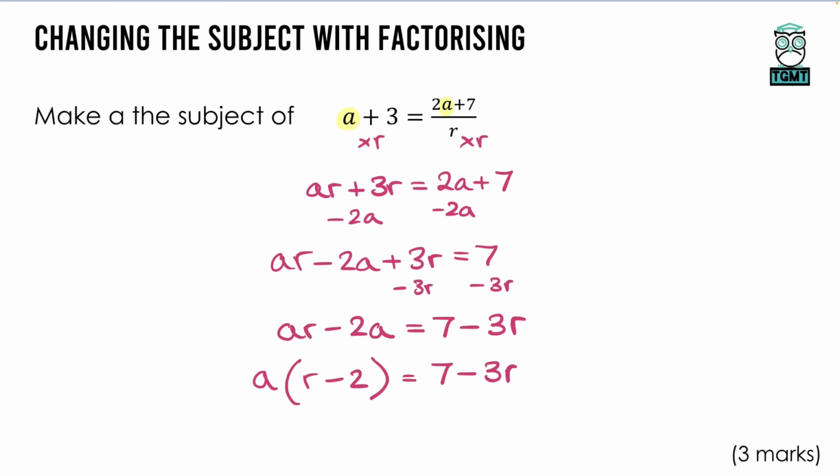At this point, the final step is to divide by this bracket. That's going to isolate the a and leave it as a equals, and then as we are dividing by that whole bracket, we need to create a fraction. So we have 7 minus 3r all over, and it's up to you at this point. You can leave it in the bracket or you can remove the bracket, but we have r minus 2, and there we go, and that would be our final answer.